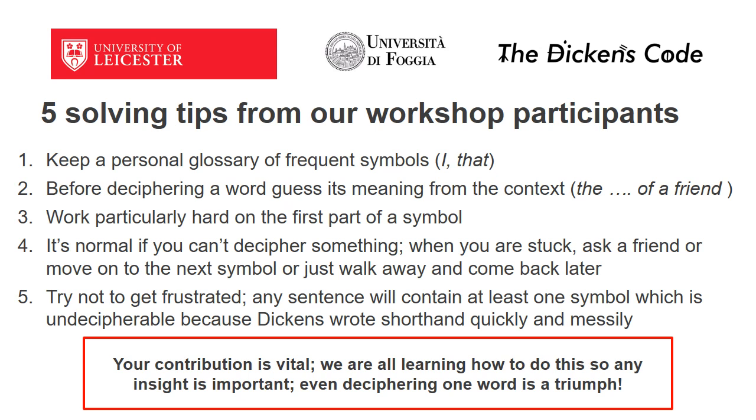In such cases, it's better to move on to the next symbol or just walk away and come back later. You could also try asking a friend. Finally, try not to get frustrated. Most sentences include at least one symbol that is practically undecipherable because Dickens wrote these shorthand symbols quickly and messily. Every contribution that you make is valued. We're all learning how to decode together, so whether you can decipher a single symbol, a line, or a whole letter, you really are making a difference.